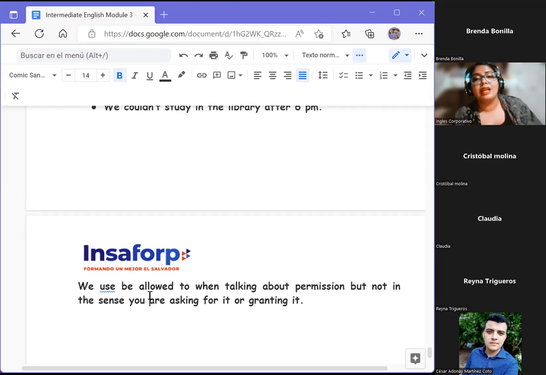So in that case, we are not asking for permission. In this case, it's to have the opportunity to do something, or when we are not able to do the action.